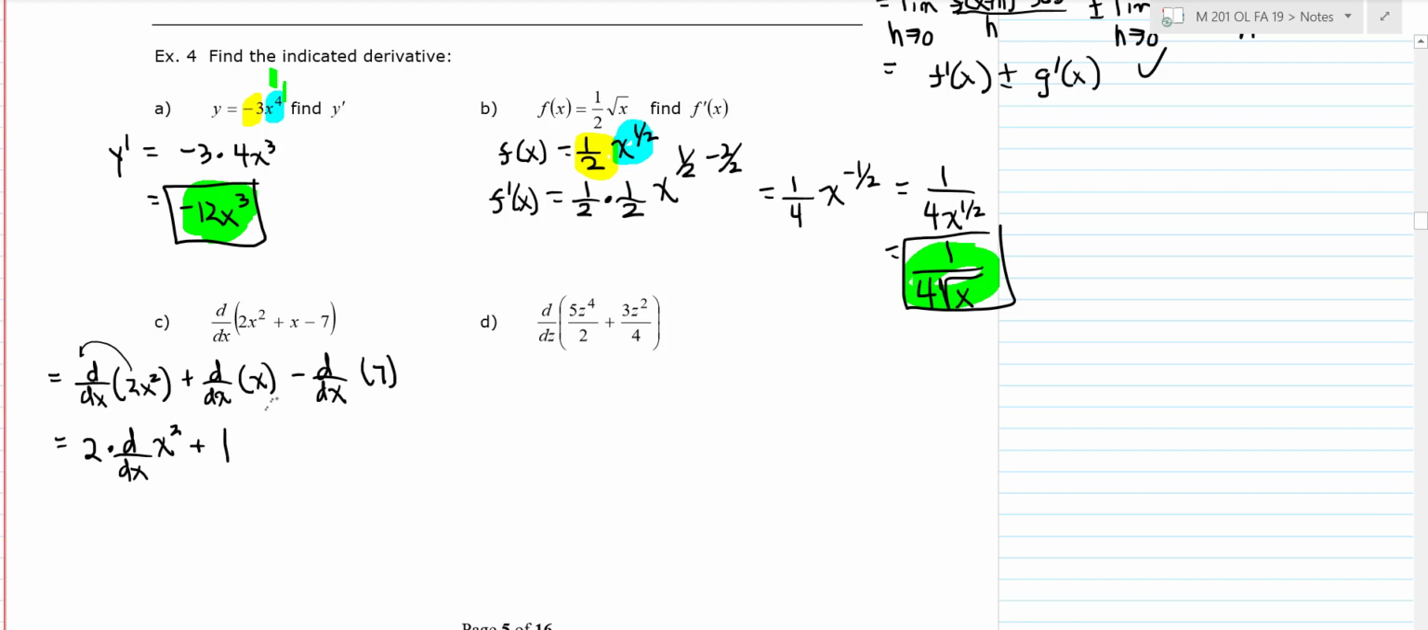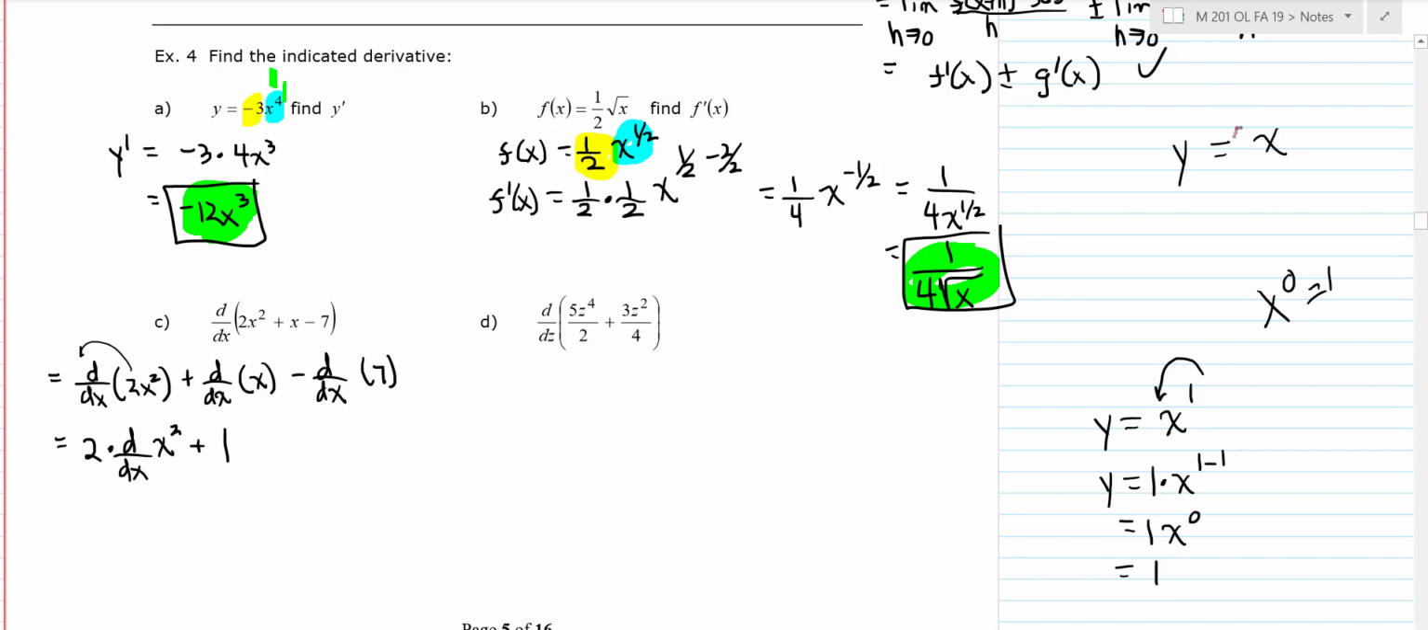Derivative of x is 1. Let me explain. There's 2 ways to look at that. Technically, that's x to the first. So if you did the power rule, it would go like this. You would go 1 times x to the 1 minus 1. So that's 1 times x to the 0. But x to the 0 is 1, so you just get 1. That's one way to look at that. The other way to look at this is, hey, y equals x is a line with a slope of 1. So anytime you do the derivative of 1x, it's 1. If you do the derivative of 2x, it's 2, and so forth. So that would be 1. The derivative of a constant is 0. So that derivative of 7 is 0.